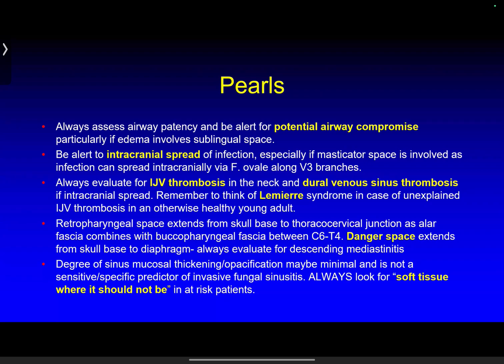And in cases of invasive fungal sinusitis, remember that the degree of sinus mucosal thickening does not correspond to or predict the presence or absence of invasive fungal sinusitis. It may be minimal. Always look for soft tissue where it should not be, especially in at-risk patients.